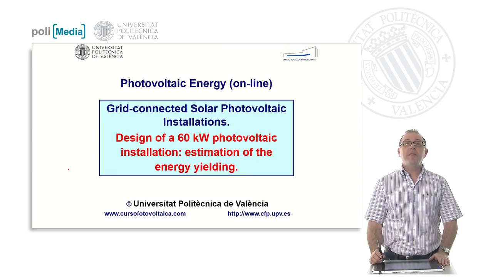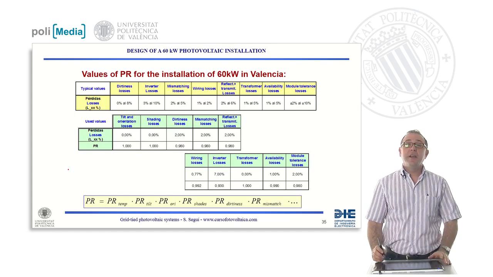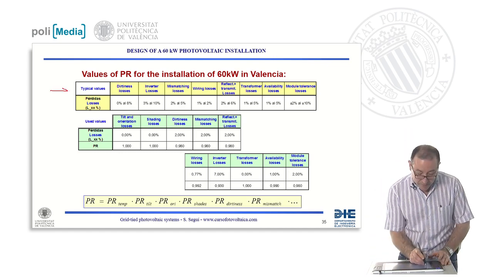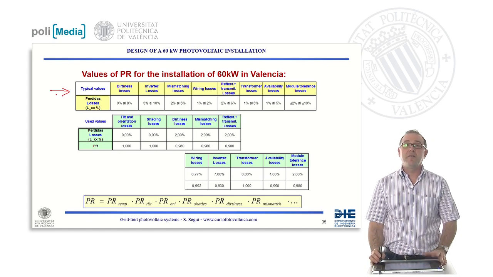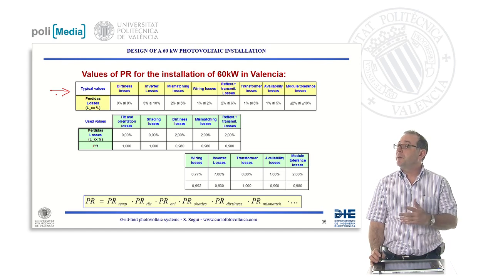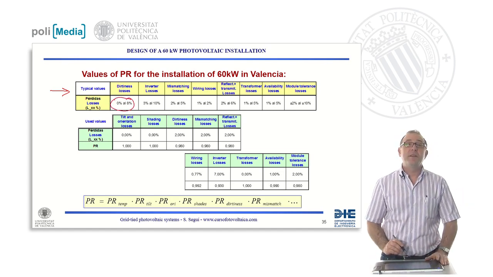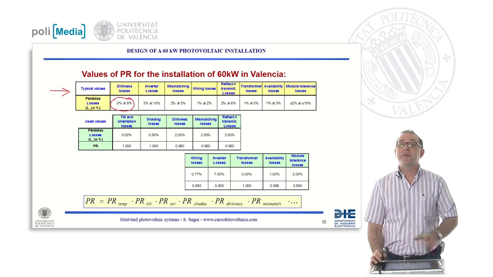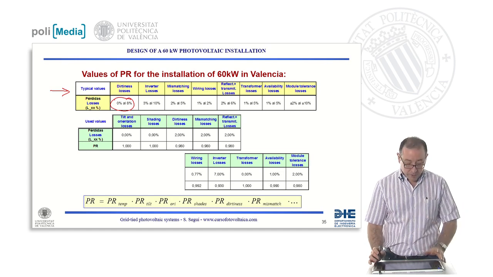Hello. In this video we are going to estimate the energy yielding of our photovoltaic plant. First of all, here we can see the typical values in this table of the different losses that we can find in photovoltaic plants. Due to dirtiness, we can find values between 0 for a very clean installation and up to 8% if the dirtiness is really high over our modules.